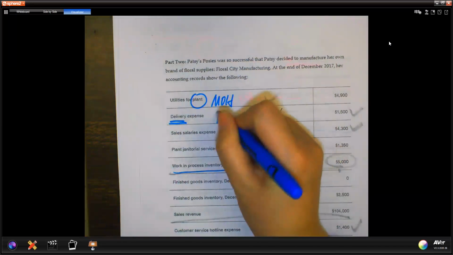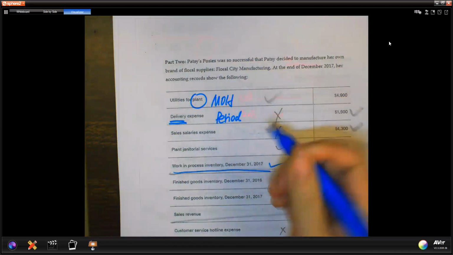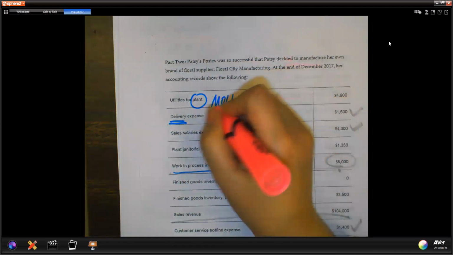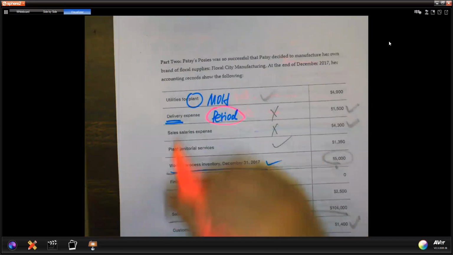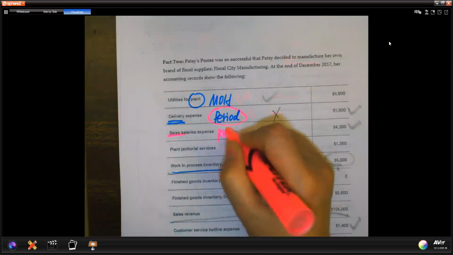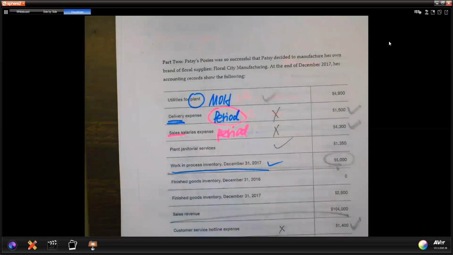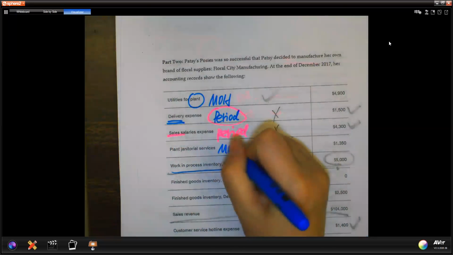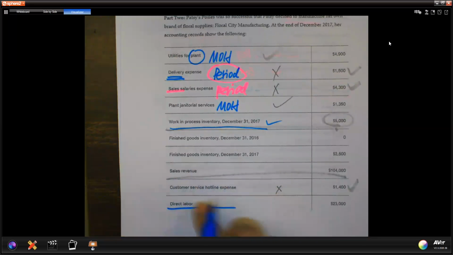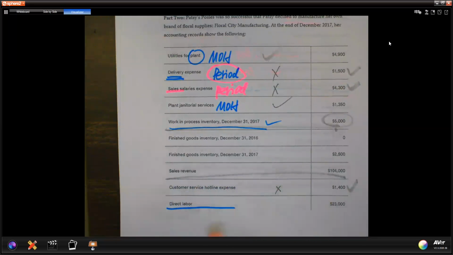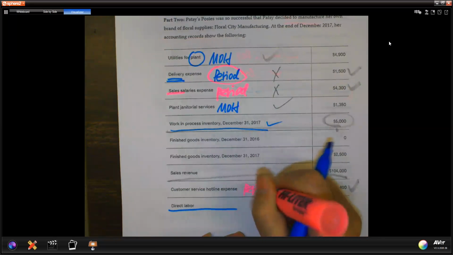Delivery, this is our period cost, right? Sales salary, this is our period cost. Janitorial service, this is our manufacturing overhead. Finished goods. Sales revenue, customer service, so this is our period cost.